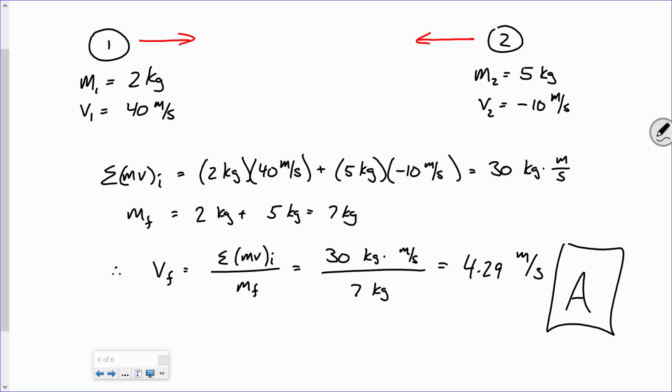Not too bad, right? Any questions? Are you feeling a little better about this stuff? Feeling a lot better. Okay, all right.